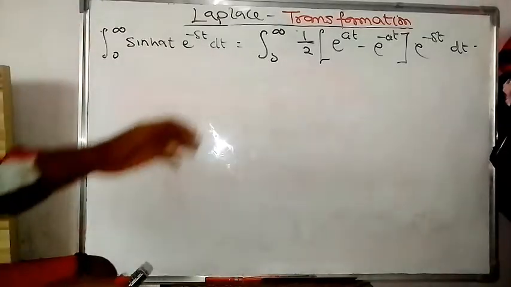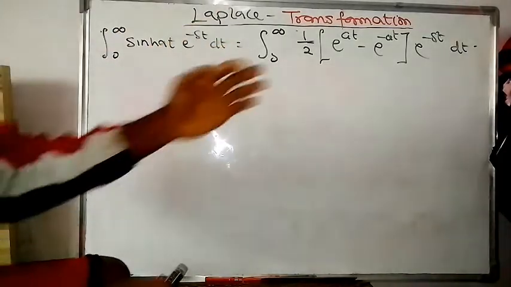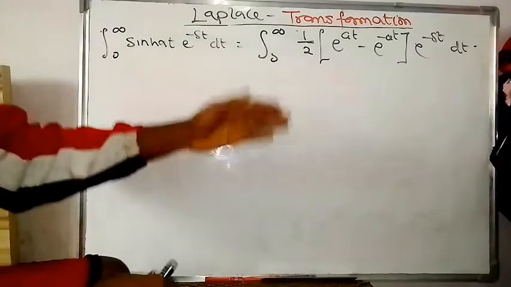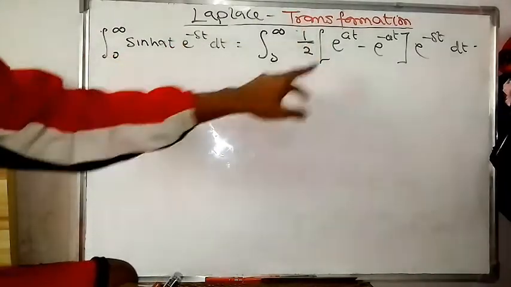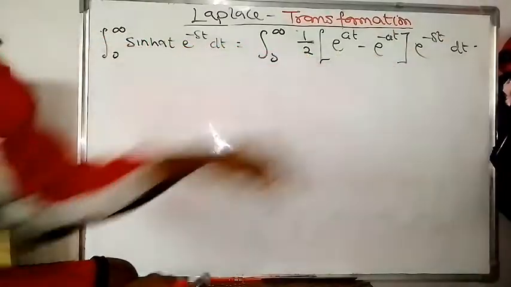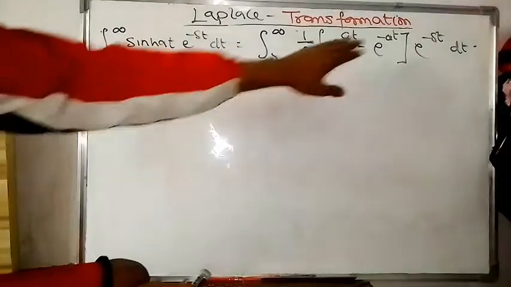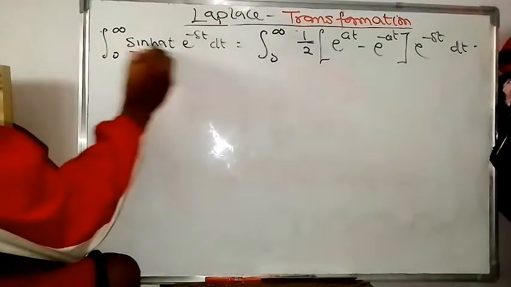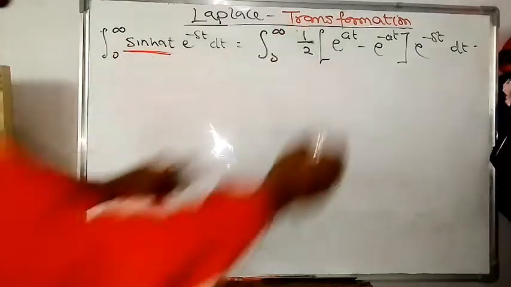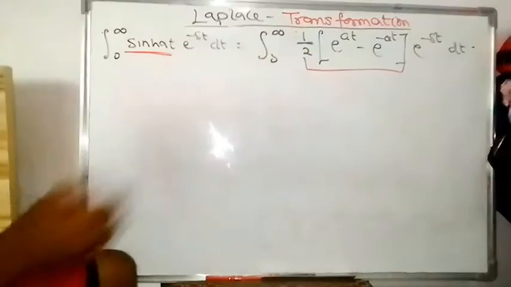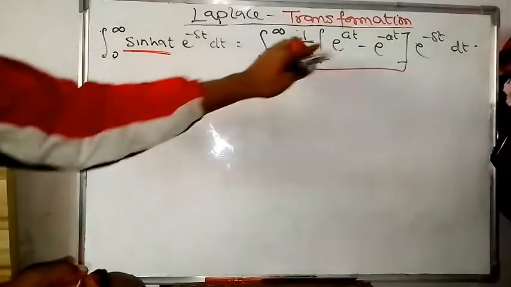Continuing from where we stopped, we said this is the integral from 0 to infinity of 1 over 2 open bracket exponential at minus exponential minus at times exponential minus st. This is the representation of sinh at. We actually substituted sinh at for this, which makes it very easy for us to integrate.